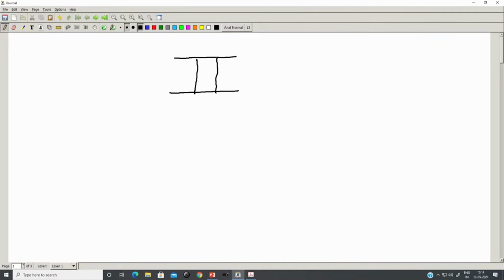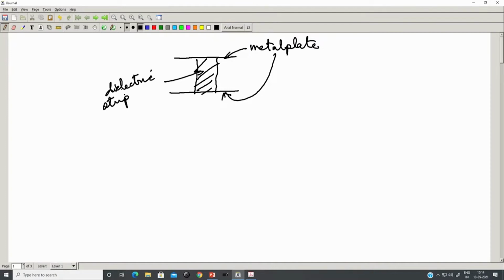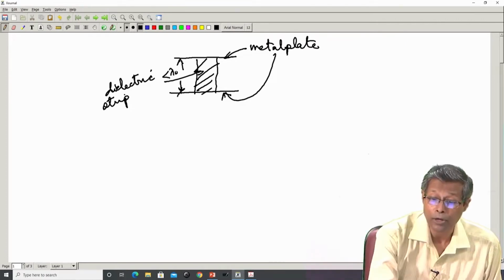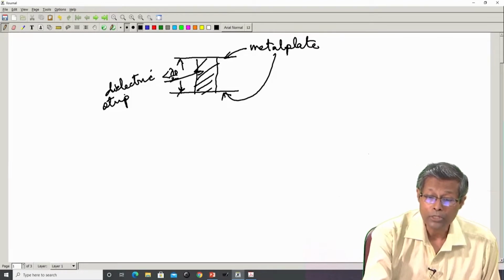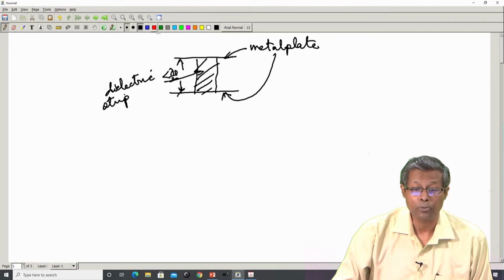two parallel metal plates. So, this is a metal plate and so is this a metal plate. So, two metal plates within which a dielectric strip is inserted. So, this is a modification of the H guide in which the distance between the two ground planes or the two metal plates is less than lambda 0 by 2. So, this distance is less than lambda 0 by 2.